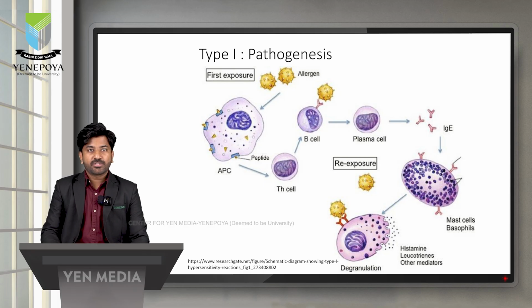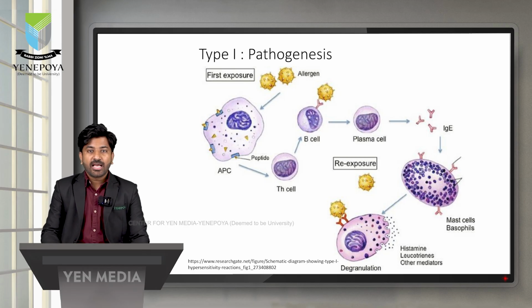Looking at the pictorial representation of my explanation, you can see here the first exposure allergen comes in contact with the antigen presenting cells. The antigen presenting cells then activate the T helper cells and B lymphocytes, which ultimately develop into plasma cells producing IgE. The IgEs go and bind to the mast cells or the basophils and sensitize the mast cells and the basophils.